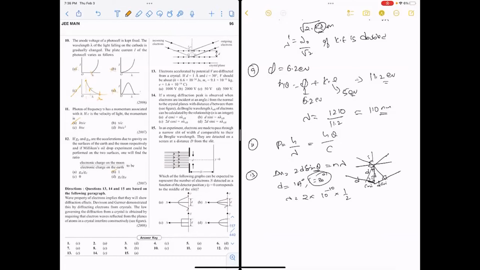So this sine theta, this is the theta. So theta is 90 minus I. Agreed? Theta is how much? 90 minus I. So it is not sine 30. So we have to put lambda is equal to 2 into d is 10 power minus 10 into sine 60. What is sine 60?